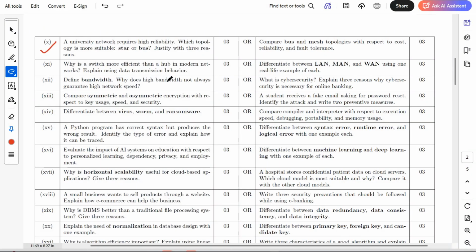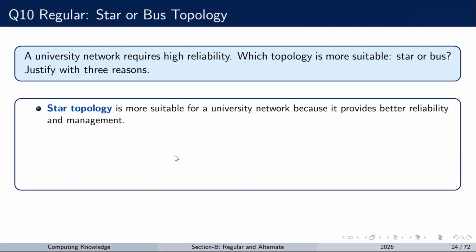Question number 10. A university network requires high reliability. Which topology is more suitable, star or bus? Justify with 3 reasons. Star topology is more suitable for a university network because it provides better reliability and management.